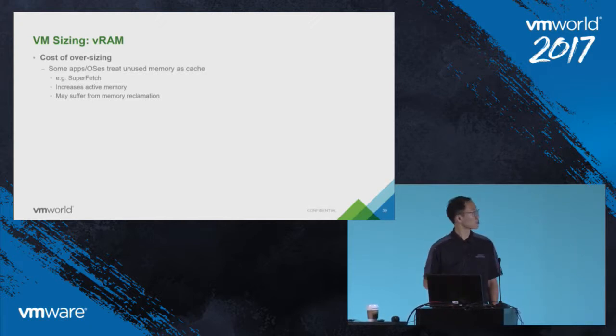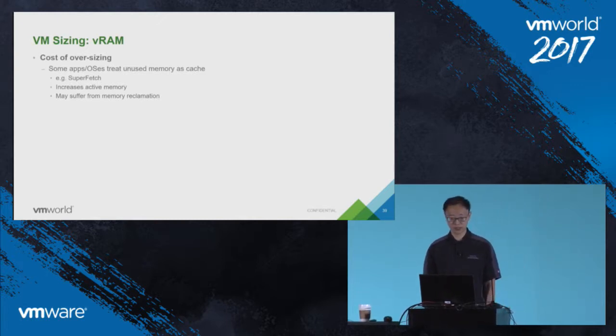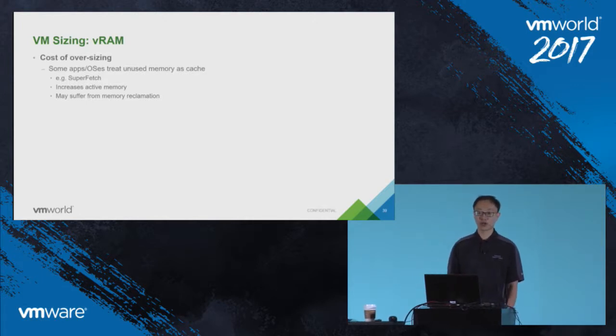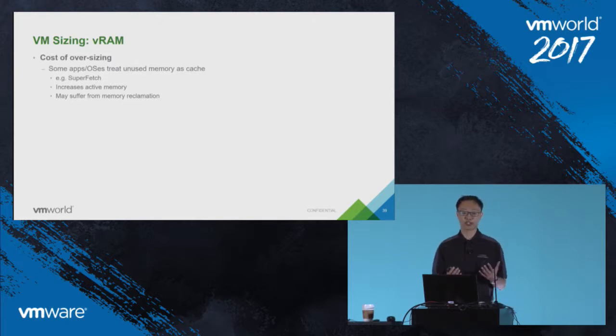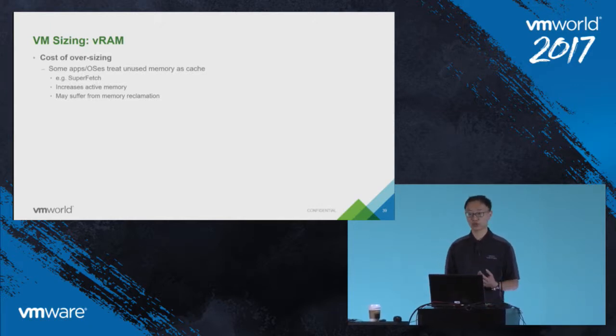For example, Superfetch. This trick in the guest actually drives up the active memory, which in turn may cause memory reclamation on the hypervisor level. Because even though your application is actually only using 4 gigabytes, it may appear to the hypervisor that you have an active memory of 8 gigabytes, and we don't know about this. We will try to reclaim memory from other VMs to satisfy your cache, which is not very good.